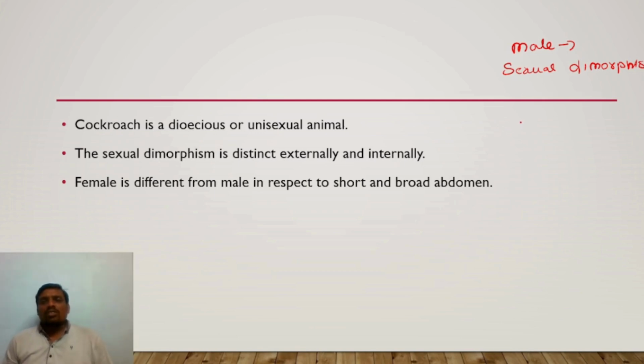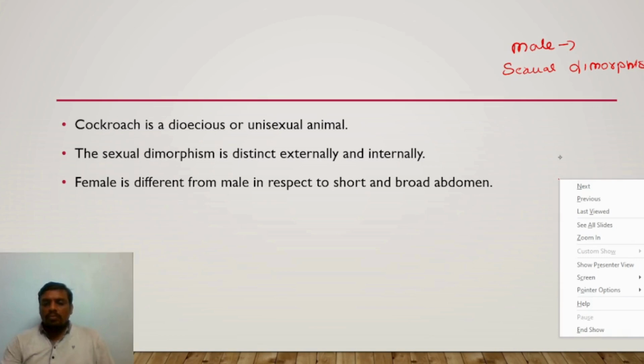Structures which are structurally different. Such kind of organization is called sexual dimorphism. Sexual dimorphism is distinct, and the female is different from the male by having a short and a broad abdomen.